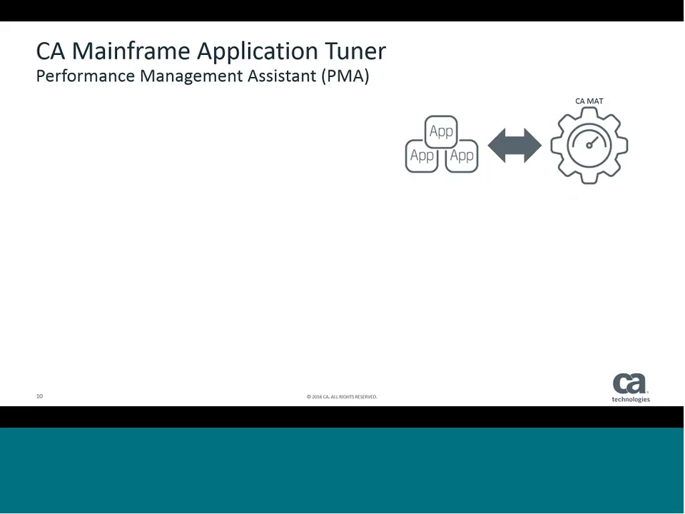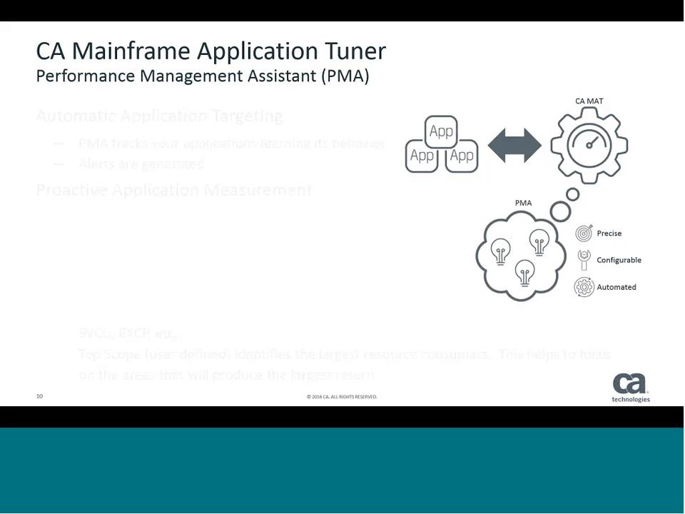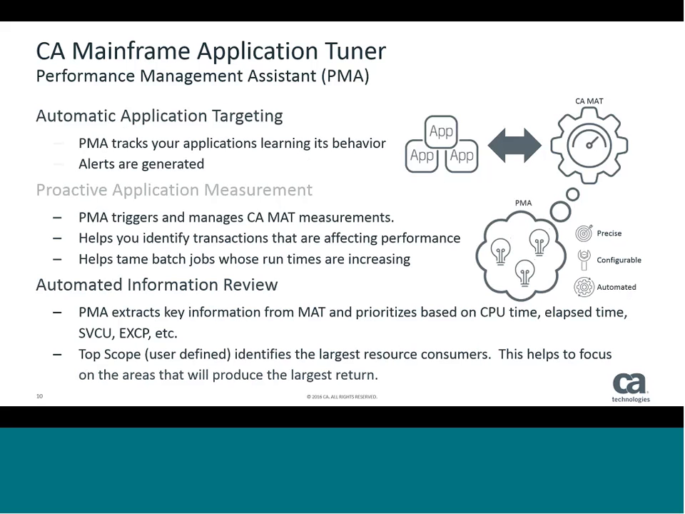Okay, so we've already talked about MAT, and as you've seen, Mainframe Application Tuner is used against your applications, provides analysis of where the resources are being consumed. The Performance Management Assistant further enhances this ability by automating the invocation of the MAT measurements. So PMA is very precise, it's configurable, and it's automated, giving you complete control over the situation, over the solution.